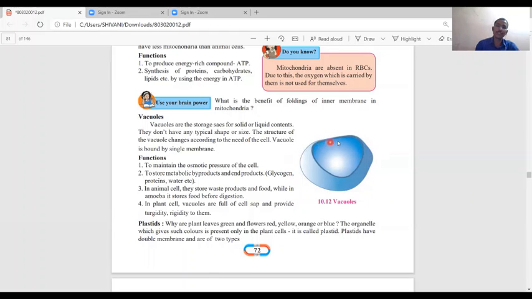We see the figure of vacuoles. Vacuoles are the storage sacs of the cell and they store solid or liquid substances. They don't have any typical size. The structure of vacuoles changes according to the need of the cell, and vacuoles are bound by a single membrane or single layer.